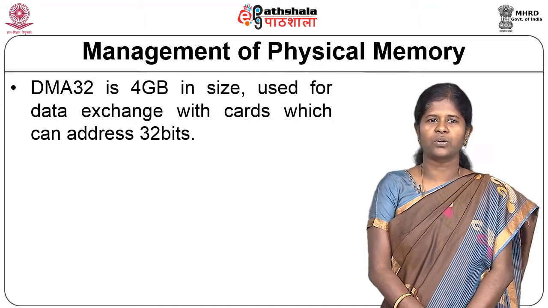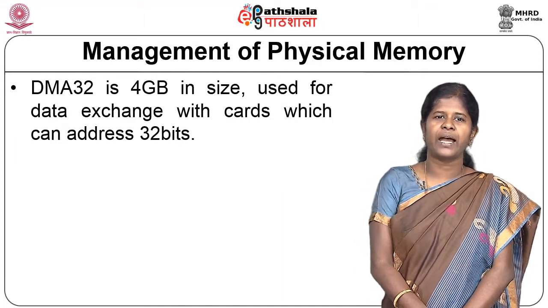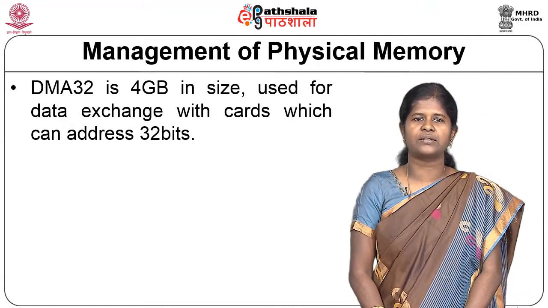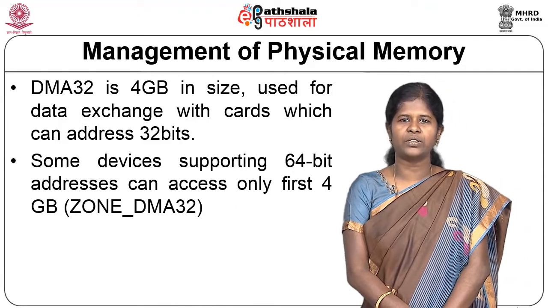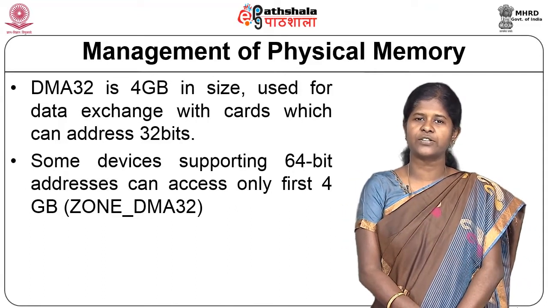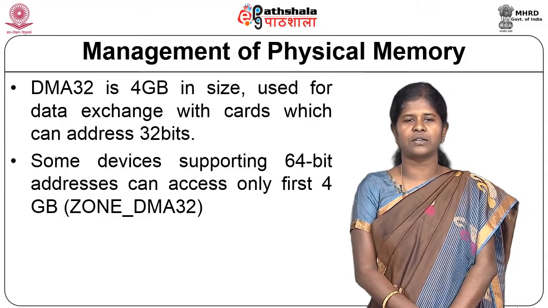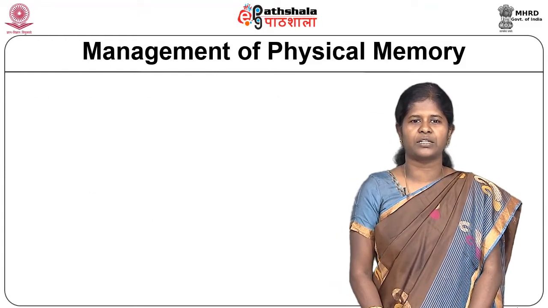And the next zone called the DMA 32 is 4 GB in size, and this is used for data exchange with cards which can address up to 32 bits. But some devices, even though they support 64-bit addressing, can access only the first 4 GB, and hence they will use this zone DMA 32.